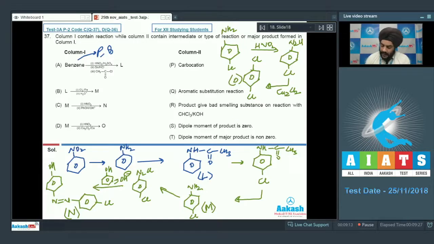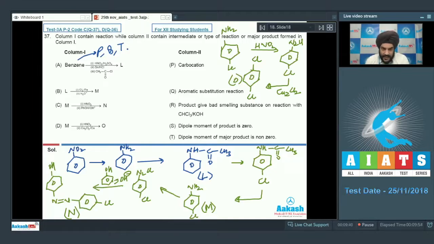Let's look at the next statement. Dipole moment of product is 0. This will also not be a match. The dipole moment is not 0. The product L has some dipole moment. So option A will be matched with option T. The dipole moment of major product is non-zero. So we have P, Q and T as the correct match for option A.